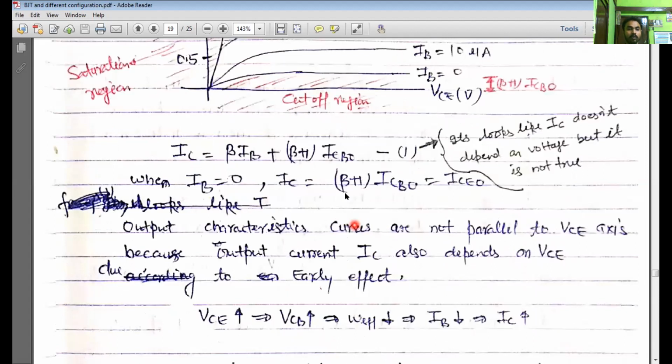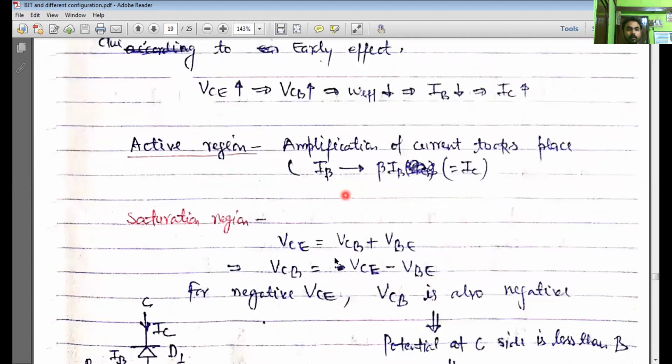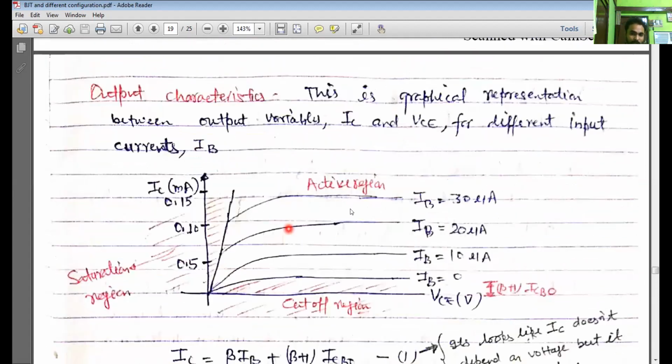Now we'll come to this part. This part is called the active region. This part is called the cutoff region, because below this IB you are not putting in the input current, and whatever current you have as output is the reverse saturation current. This is the active region, where basically you want to run your transistor. Now come to the saturation region. This is another part we have to study.